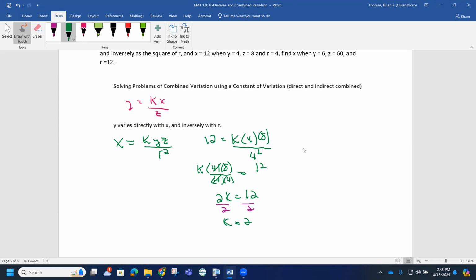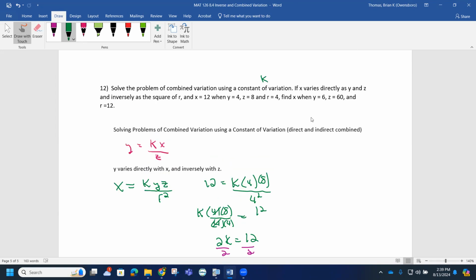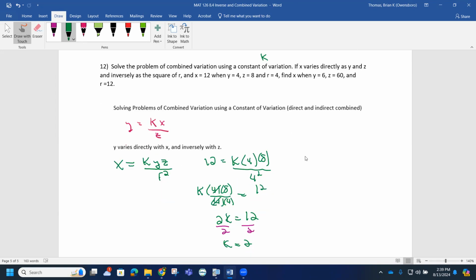So now they want us to find x. So they want us to do this again, find x. But this time we know the constant variation is 2. And we know that y is going to be this 6, and this z is going to be 60. And on the bottom, we have 12 squared. So it's going to be, again, 12 times 12, if you will.